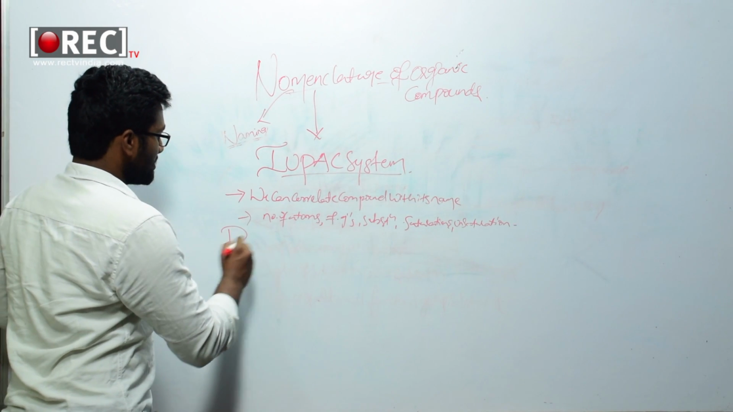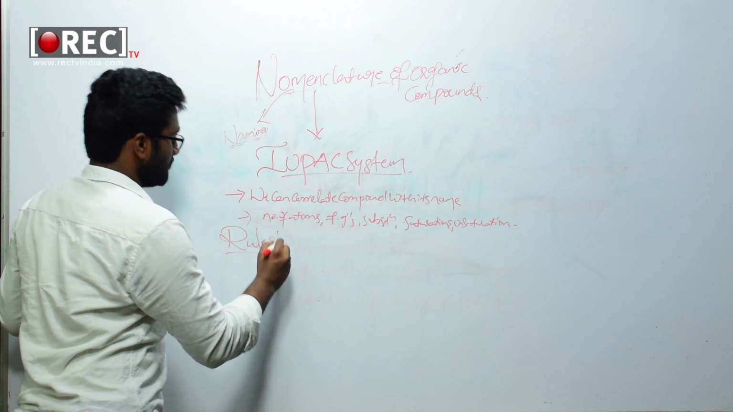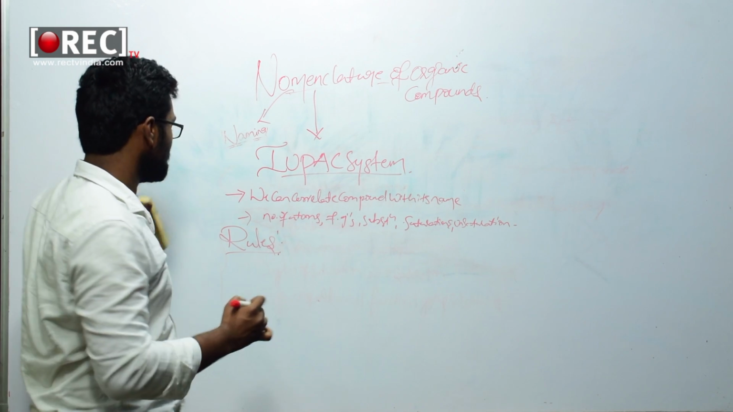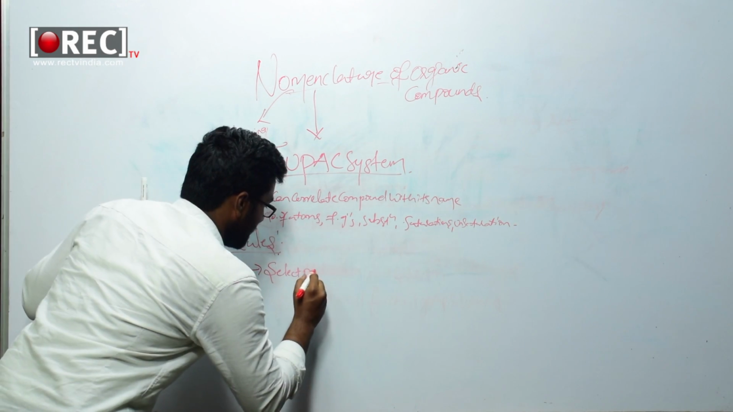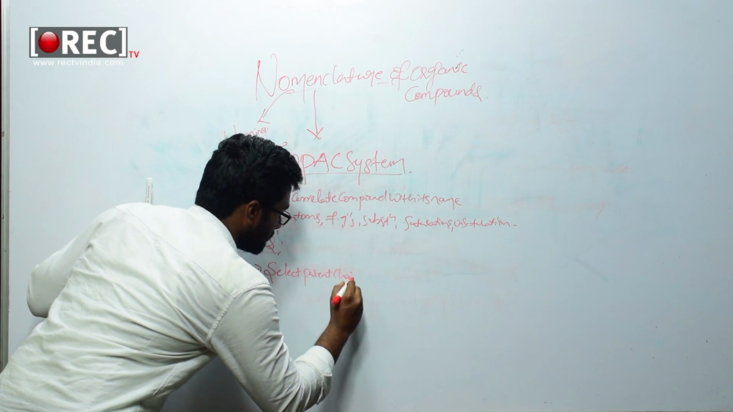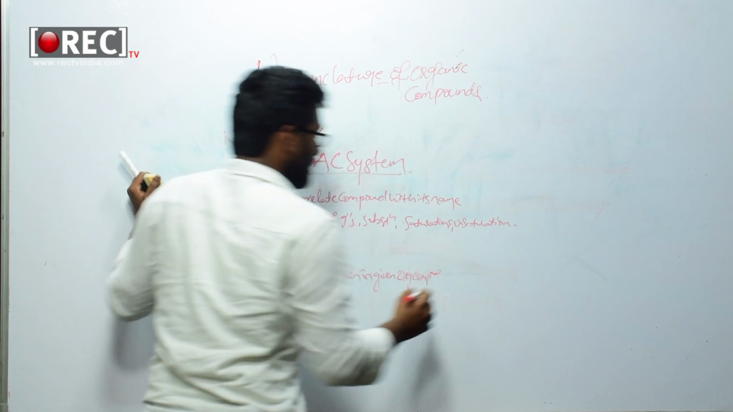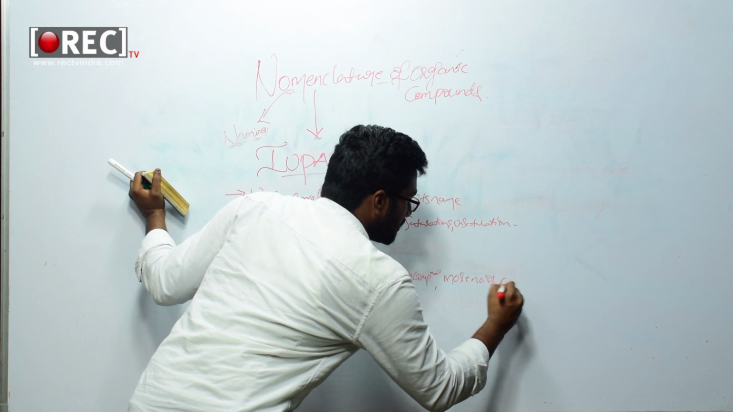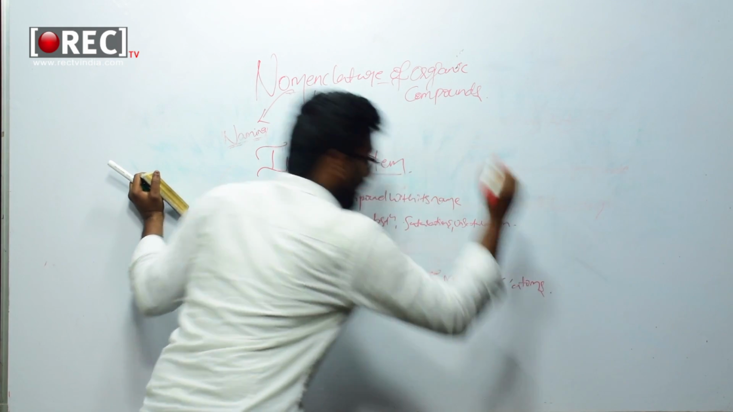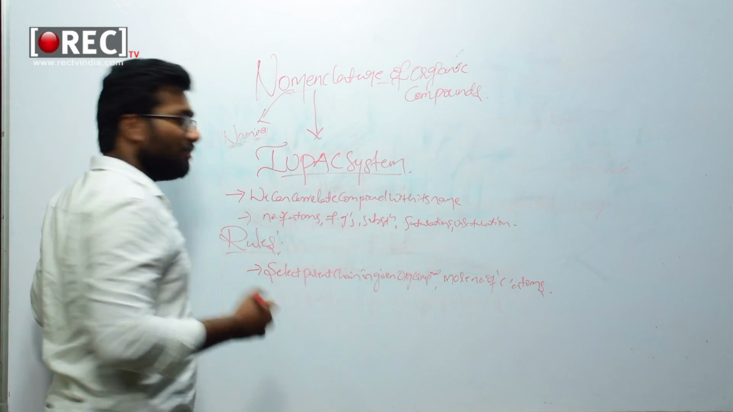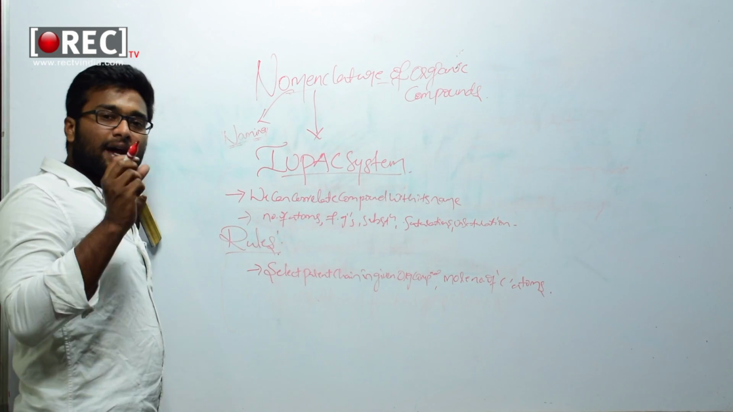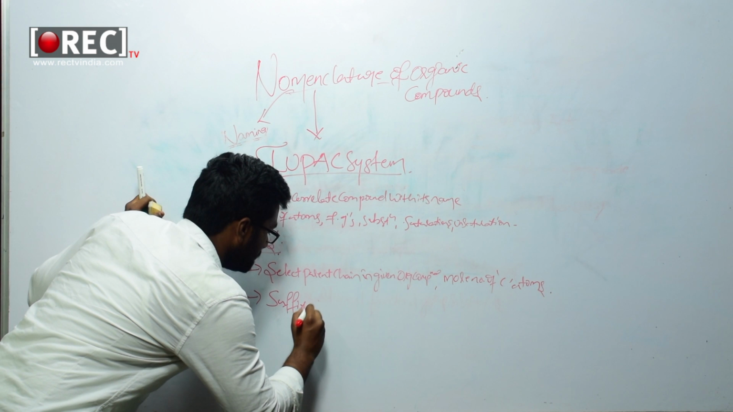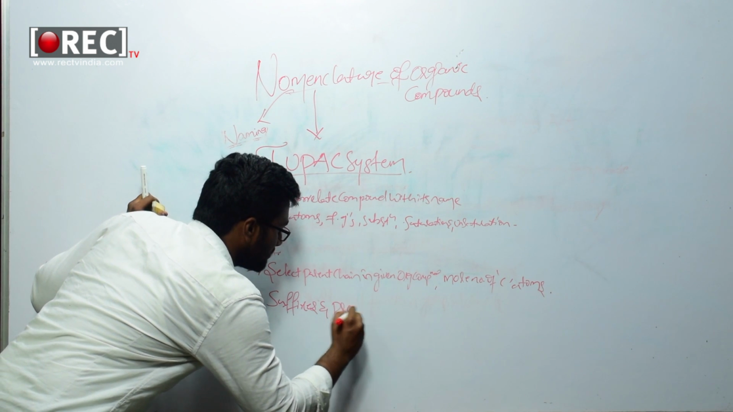So now, the rules. How are organic compounds actually named using the IUPAC system? The very first rule to remember here is, first we have to select the parent chain in the given organic compound, which is having more number of carbon atoms. Then after, the name is given by identifying functional groups and substituents using specific suffixes and prefixes.